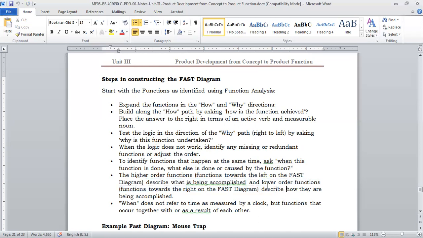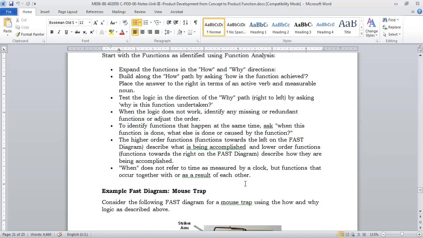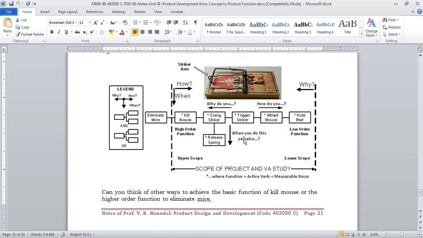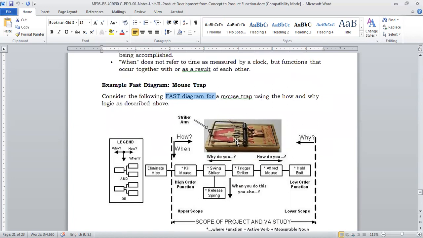So on the left hand side, we are going to get the answer of what we are achieving, and on the right side we are going to get the answer of how we are achieving. When does not refer to time measured by the clock, but functions occur as a result of each other, right? Now take an example of a mouse trap. Consider the following FAST diagram of a mouse trap using how and why basically. So we will develop a FAST diagram for a mouse trap.